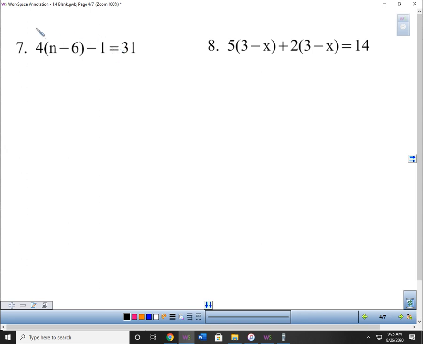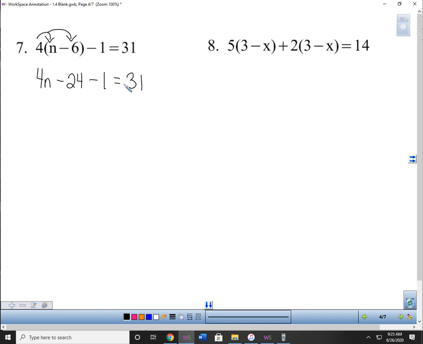All right, so same thing here. I'm going to have to simplify this side. I see that I have some parentheses with a number being multiplied, so I'm going to distribute that. 4 times 1n is 4n, and 4 times negative 6 is negative 24. Then I still have my minus 1 equals 31.